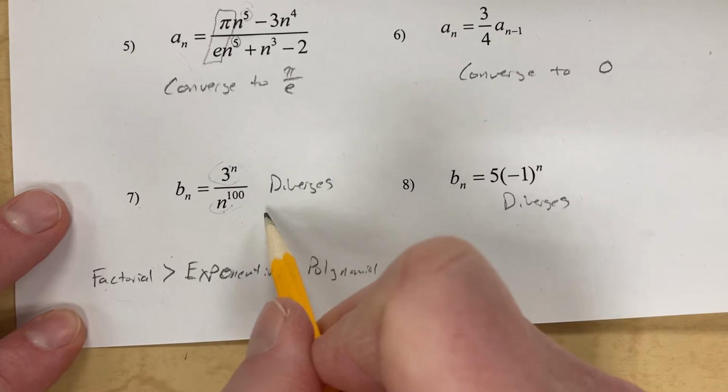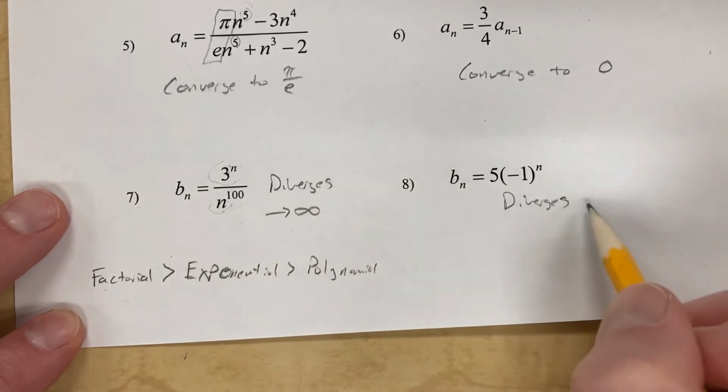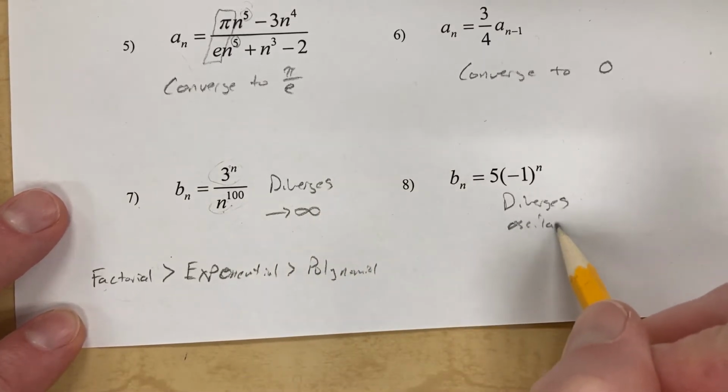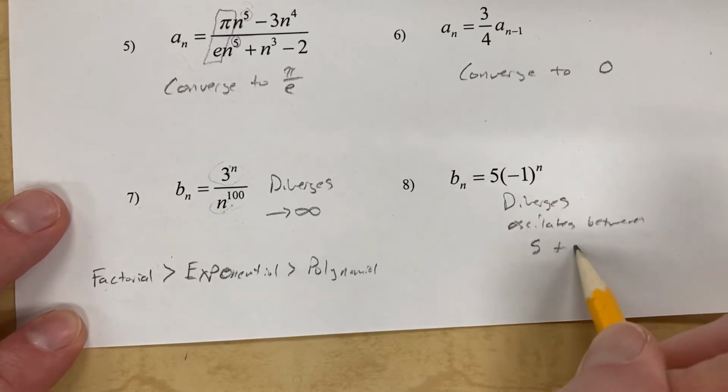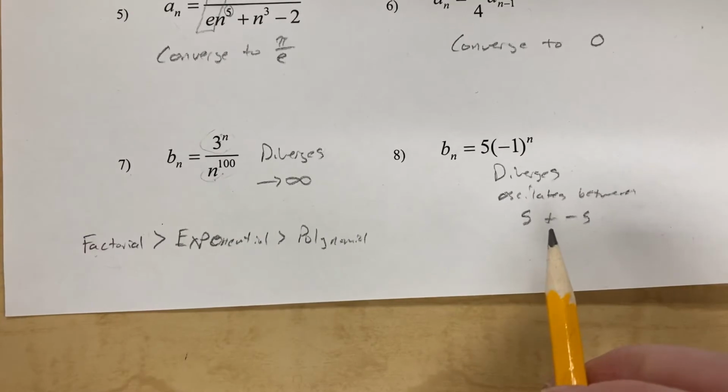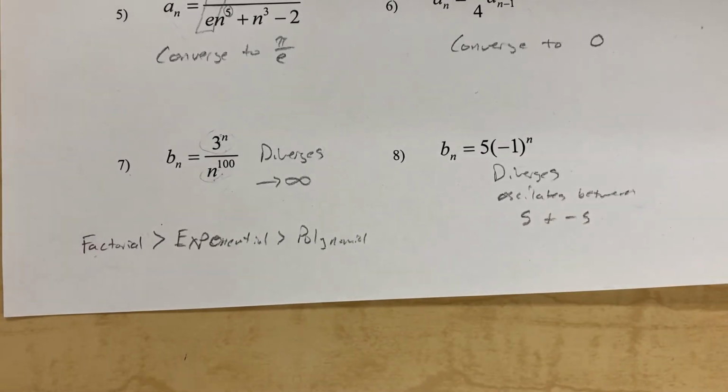This one went to infinity, whereas this one oscillates between 5 and -5. So we never converge to one thing. We also aren't going off to some great giant value either.